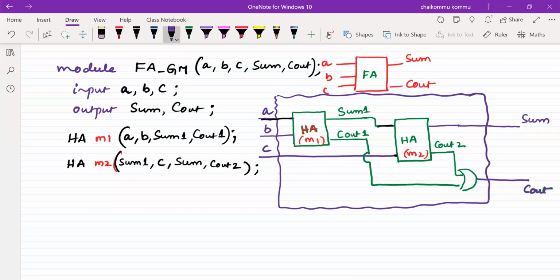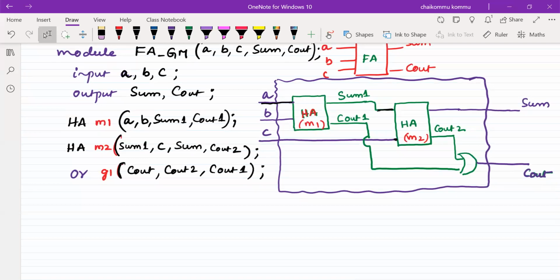2 half adders I have written. And one OR gate is also there. So that is a keyword, right? Therefore, keyword means OR gate I am writing. Let us consider this is called G1, gate number 1. What is the syntax for this one? First, I need to write the output for this one. Cout I need to write first. Then one input is Cout2. Another input is Cout1. That's all. Finally, we need to write the end module.